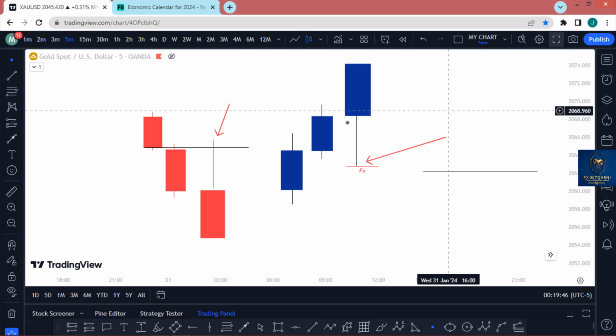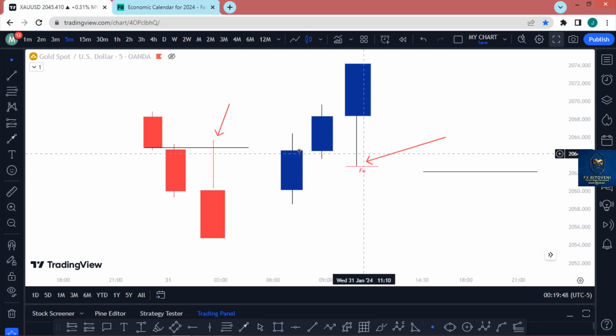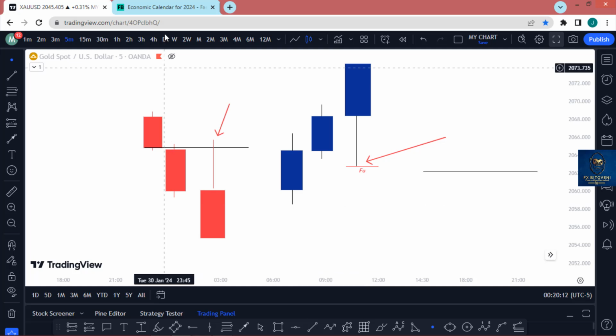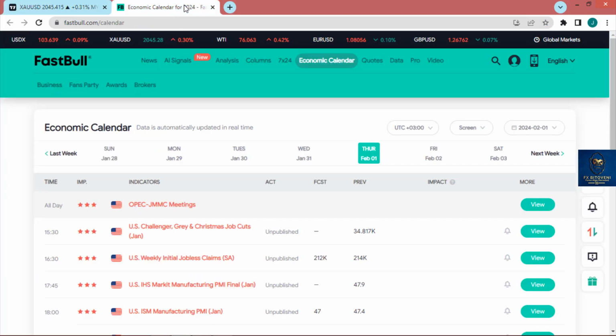So before you take any trade here, once you see your setup and you see your price here, make sure you have checked the economic calendar, because there can be some news events that may affect you. You understand? That's why I always recommend Fastbull, guys. I always recommend Fastbull, because Fastbull provides you real data.